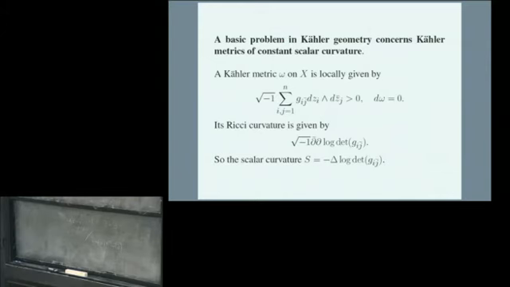So I guess this is just standard things. The Kähler metric is locally written in this form, in terms of the Kähler form, and its nice property is that the Ricci curvature is essentially given by the volume form. So the scalar curvature is simply the Laplacian of the logarithm of the volume form.